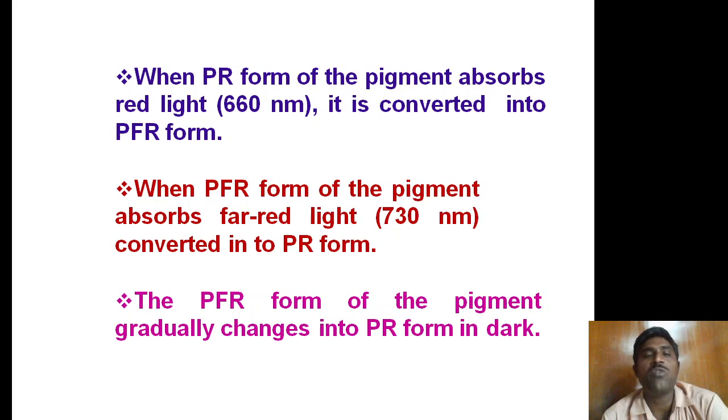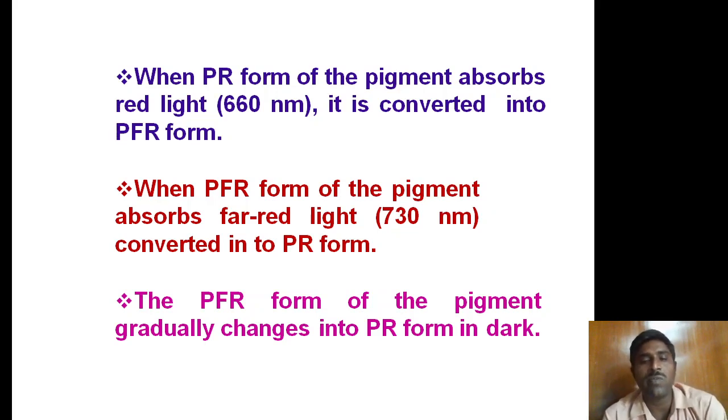When the 660 nanometer red light is perceived by the phytochrome, the PR is converted into the PFR form. Similarly, when the PFR form of the pigment absorbs the far red light at 730 nanometers, it is converted into the PR form. That means interconversion occurs. PR converts into PFR, and PFR converts into PR form.